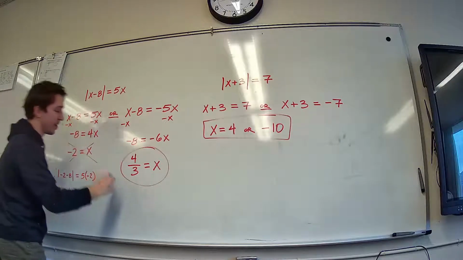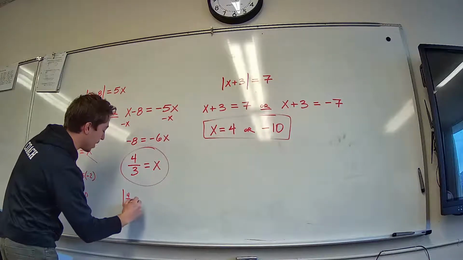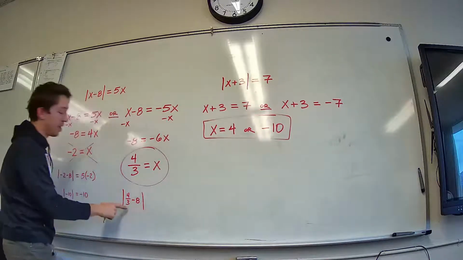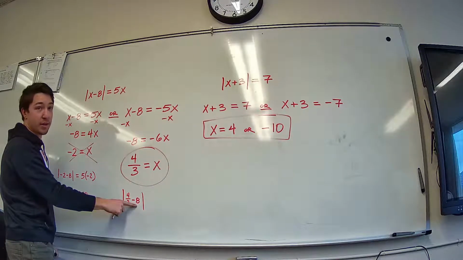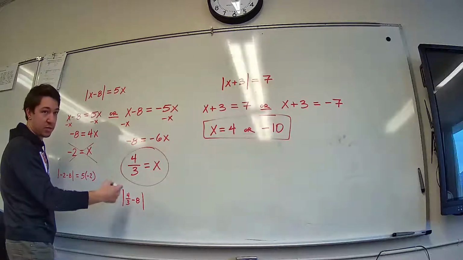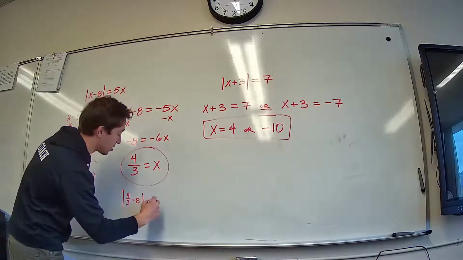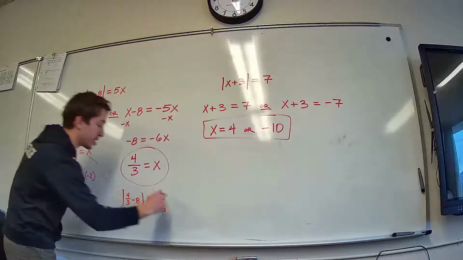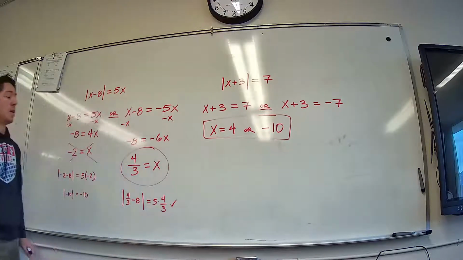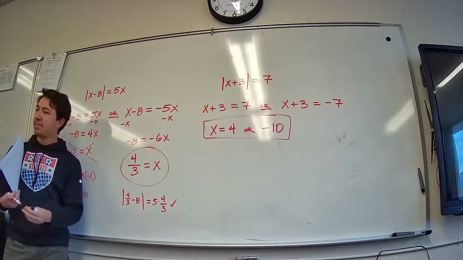It is, because if you plug it in, the absolute value of 4/3 minus 8, that would be 4/3 minus 24/3, which would be negative 20/3. And then the right side of the equation is 5 times 4/3. You can see that this equation actually does balance out fine. That's pretty neato burrito, right?